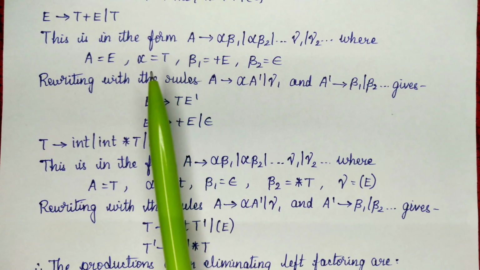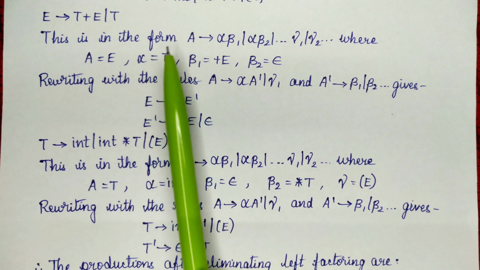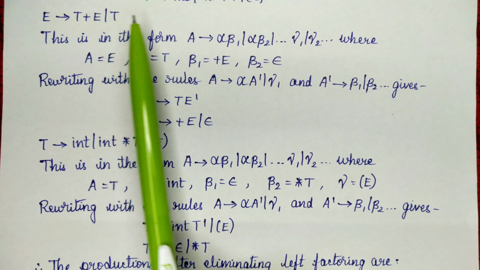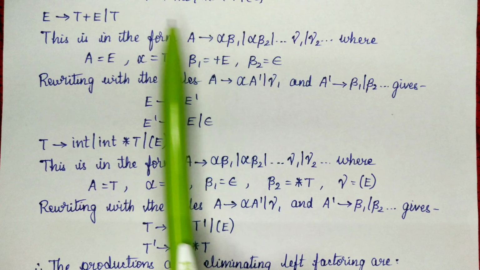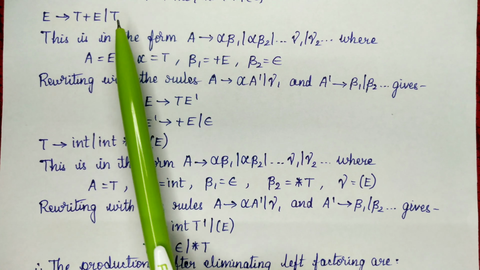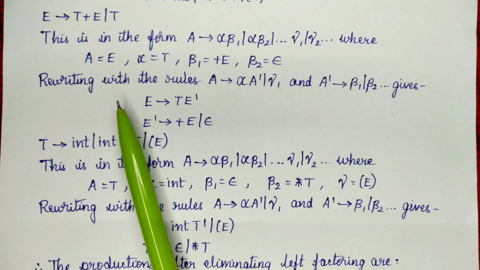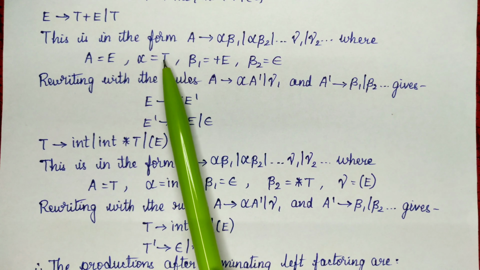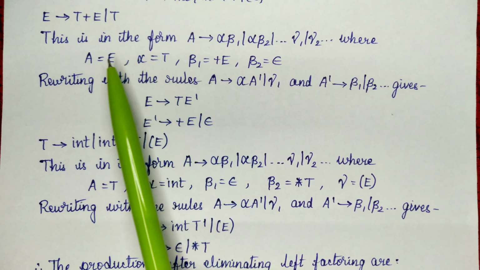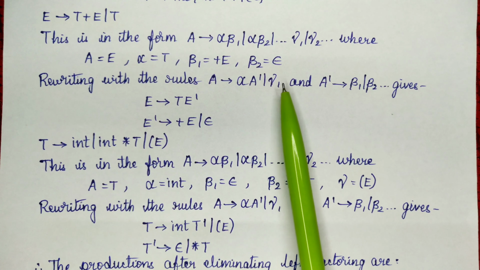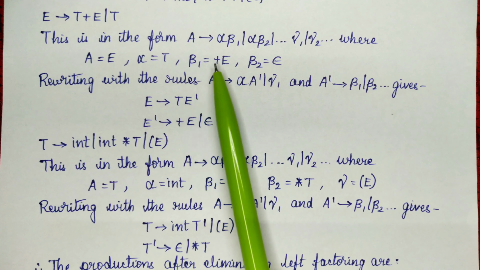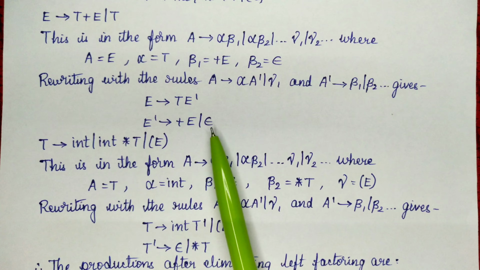Compare it with our grammar. A means E, alpha means T, beta 1 means plus E, and alpha means T, and we don't have beta 2 here and we don't have gamma here. So beta 2 and gamma are considered as epsilon. So rewriting it with our factored rules, A means E implies alpha means T and A prime means E prime, and we don't have gamma. Next, A prime means E prime implies beta 1 means plus E, and we don't have beta 2, so epsilon.